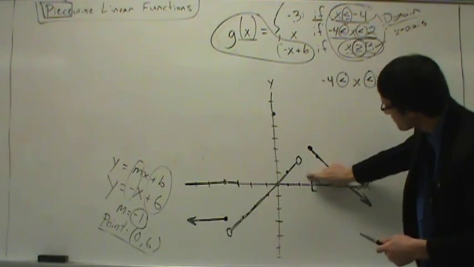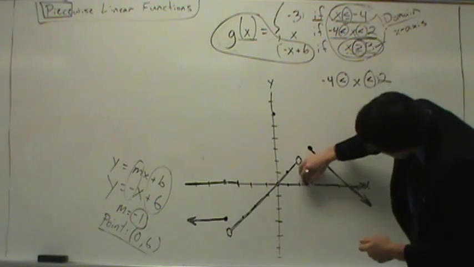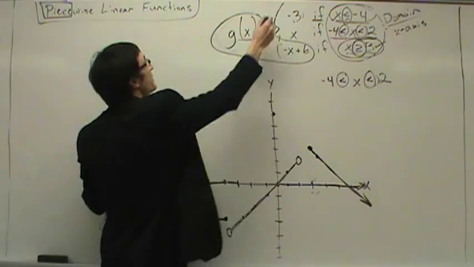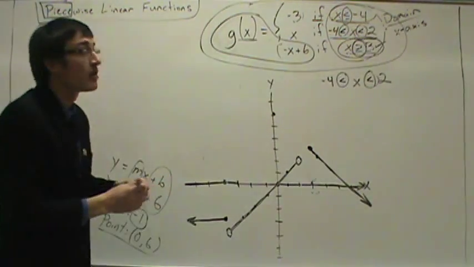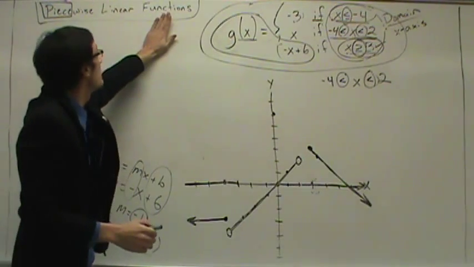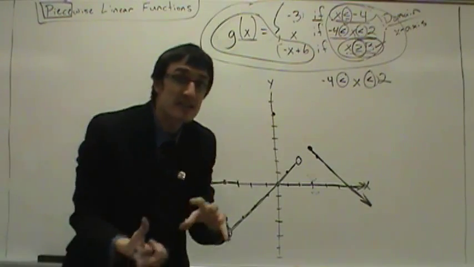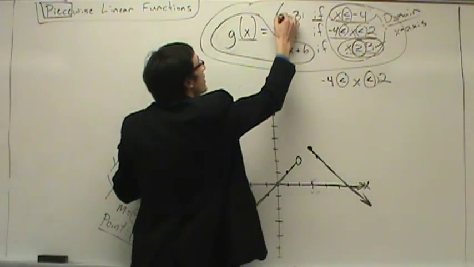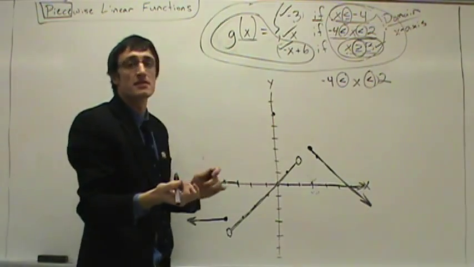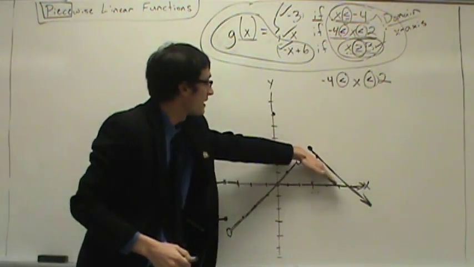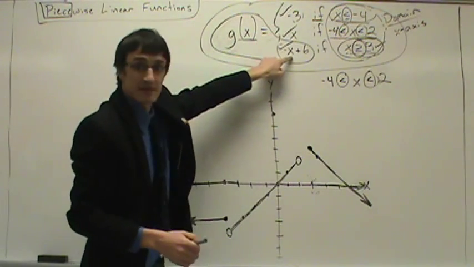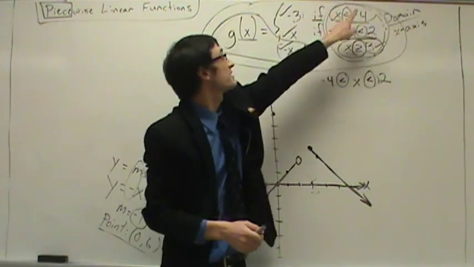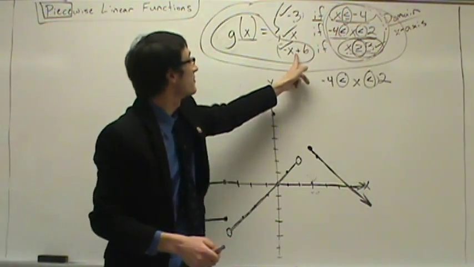Together, all three pieces make up one function. So this is one function, and it has a name called a piecewise linear function, meaning this function is made up of pieces of lines. 1, 2, 3 pieces make up this function. Each piece is made up of a different line on a different domain. This top piece has its own domain, the middle piece has its domain, and the bottom has its domain.